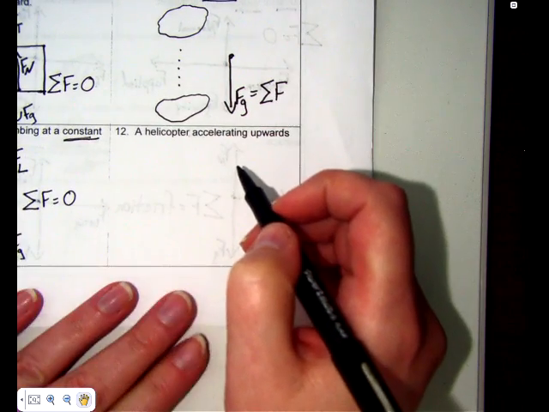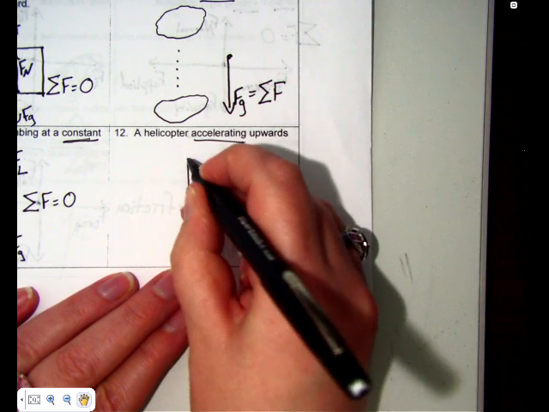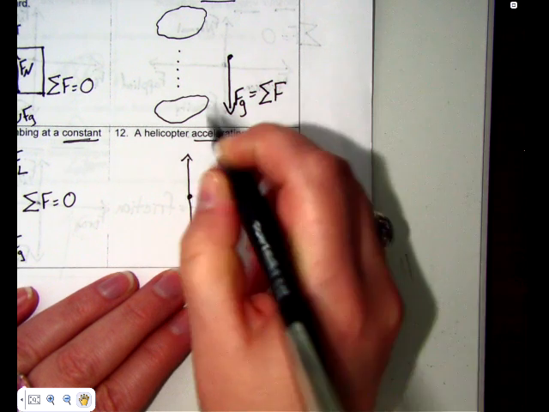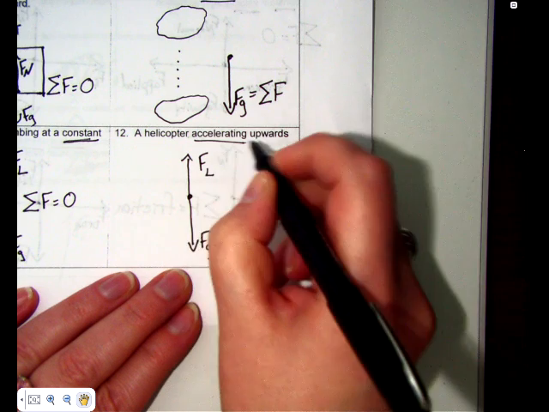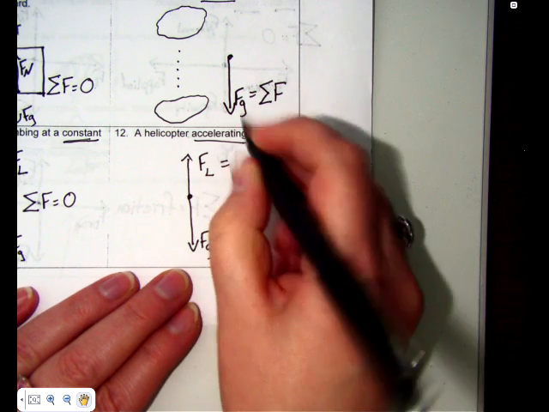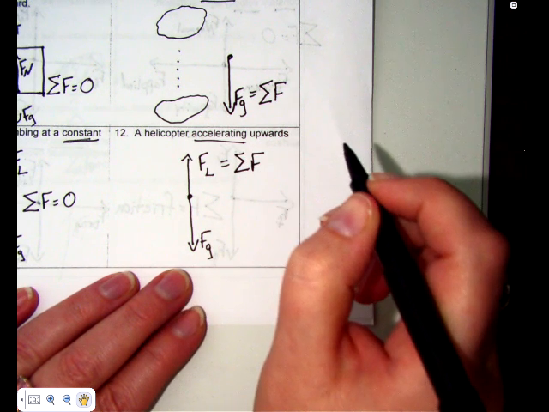Alright, but then over here it says a helicopter accelerating upwards. So now we still have the force of gravity, but the force of lift is accelerating faster than the pull of gravity, so the lift force is our source of our net force.